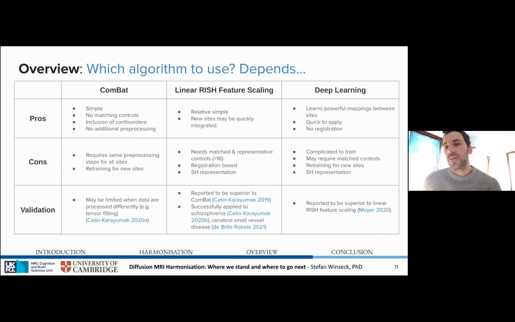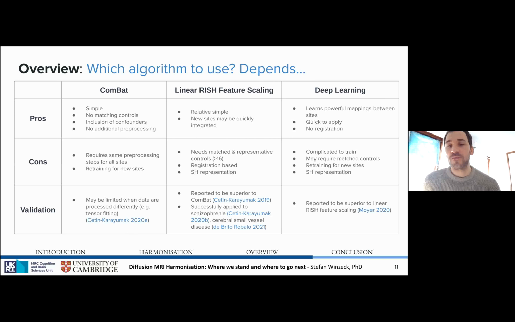Deep learning models are quite powerful, as we saw, and they can be applied much more quickly once they are trained. So we don't have to do anything in terms of spatial normalization. That can be applied right away without any registration. So that's an advantage. But the problem is that they are often quite complicated to train, and we also still might need matched controls. And in theory, if you have a new site, you always have to retrain your whole model, and that can obviously take quite a long time.